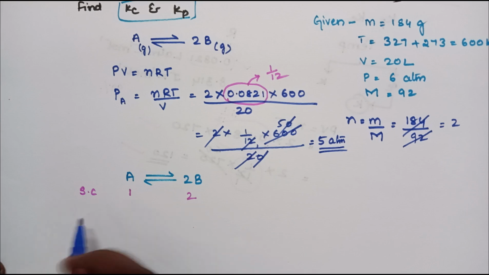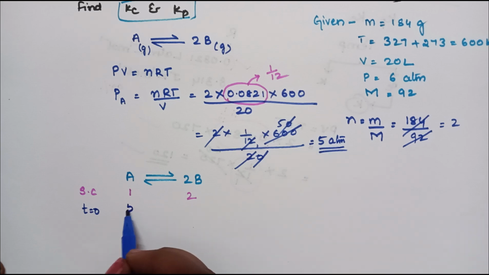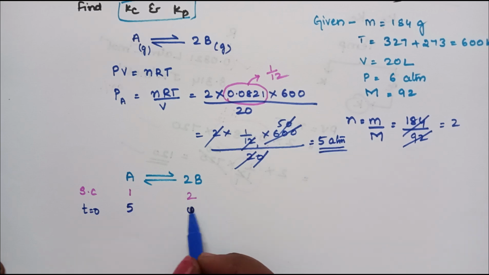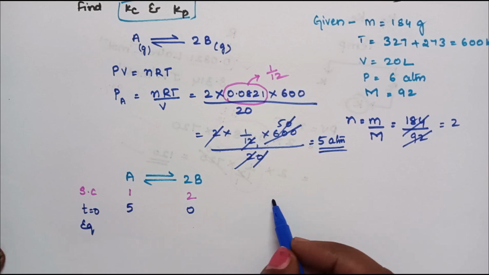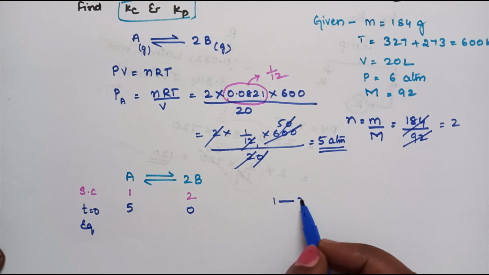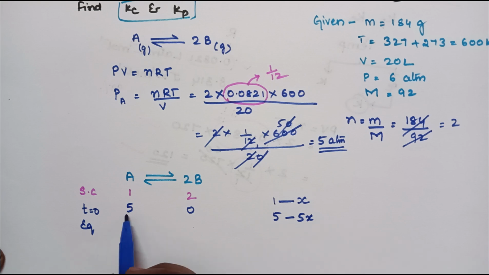Now when T is equal to 0, what is the pressure of A? We have calculated 5, and B will be 0 initially. At equilibrium, for 1 mole the pressure change will be X. For 5 it will be 5 into X, 5X. So you have to write 5 minus 5X.